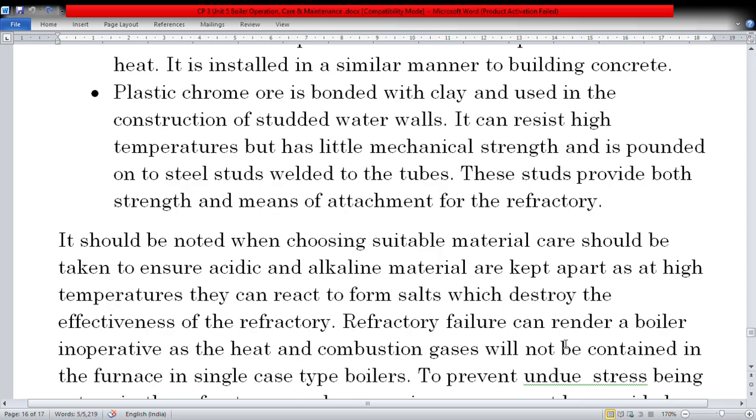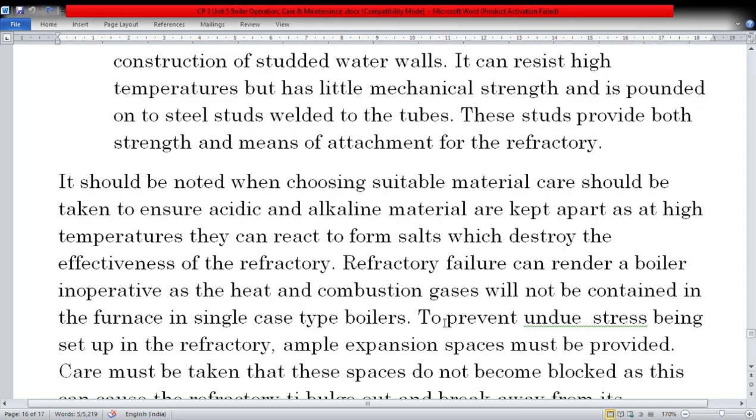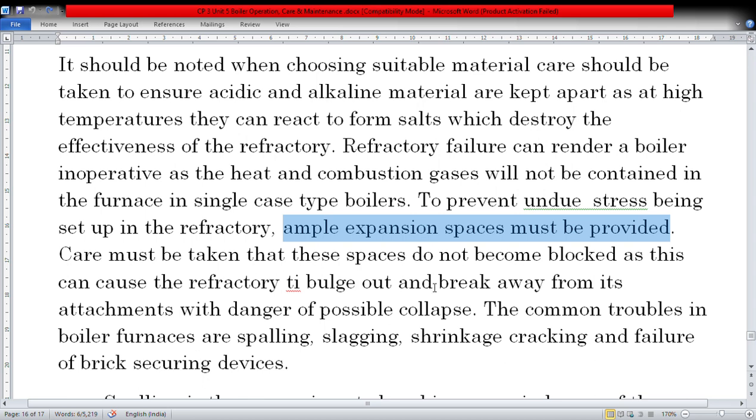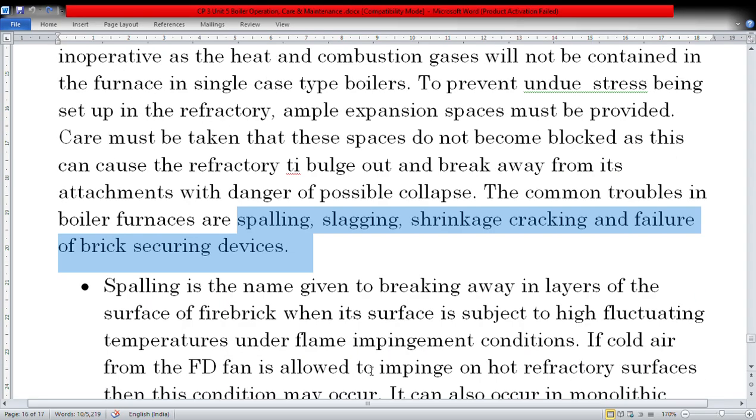Refractory failure can render a boiler inoperative, as the heat and combustion gases will not be contained in the furnace in a single casing type boiler. To prevent undue stresses being set up in the refractory, ample expansion spaces, and this is important, must be provided. Care must be taken that these spaces do not become blocked, as this can cause the refractory to bulge out and break away from its attachments, with danger of possible collapse. What are the common troubles in boiler furnaces? Spalling, slagging, shrinkage cracking and failure of brick securing devices.